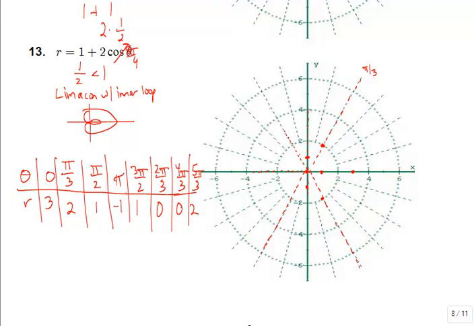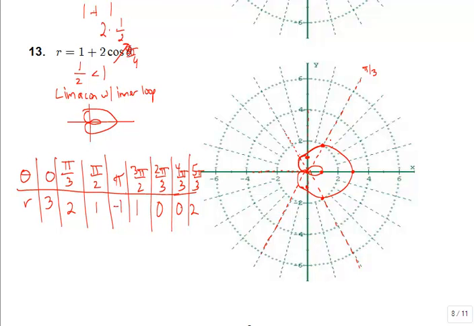So we want to put all these together and make it look like this limaçon with an inner loop. So you're going to have this heart shape. And I need to make this a little bit wider. So it's going to come out here, because we've got to hit those 2's, and then we have this little inner loop on the inside. So it's going to look just like that.